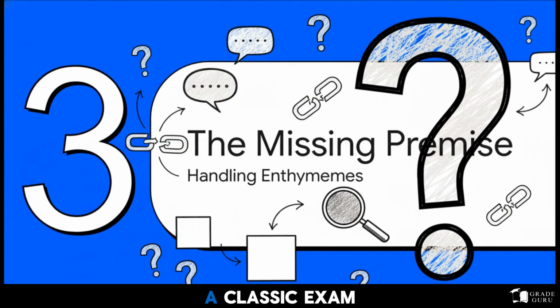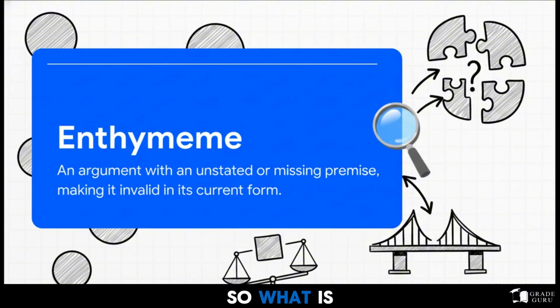Okay, let's talk about a classic exam trap. You're going to see an argument that feels pretty convincing. It seems right, but there's a hidden hole in the logic. This is called an enthymeme, and your job on the test is to be a detective and find that missing piece. So what is an enthymeme? Really, it's just an incomplete argument. It's missing a key ingredient, a premise that the speaker just assumes you know.